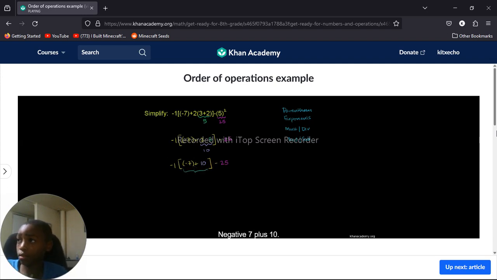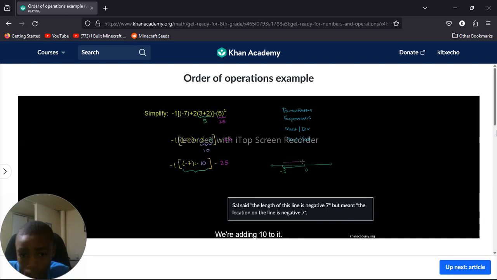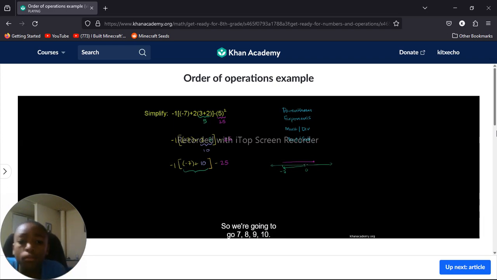Now we can evaluate this pretty easily. Negative 7 plus 10. Let me draw a number line. We're starting at negative 7, so the length of this line is negative 7, and then we're adding 10 to it. So we're going to move 10 to the right. If we move 7 to the right, we get back to 0. And then we're going to go another 3 after that. So we're going to go 7, 8, 9, 10. That gets us to positive 3.